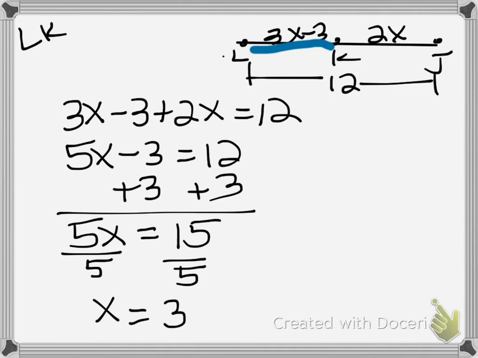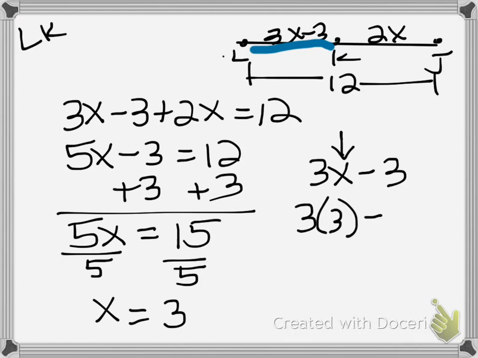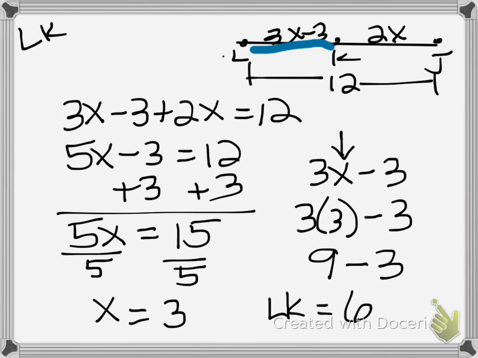But again, we're not done because we do need to plug it into 3x minus 3. So we're going to plug our x in, our value right there, 3 times 3 minus 3. Again, following our order of operations, 3 times 3 is 9, minus 3 gives us 6. So that is what LK is. And that is our final example.